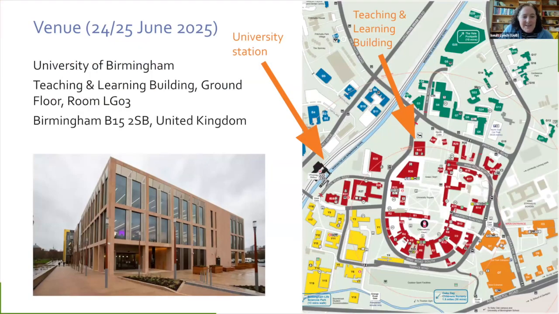Next one then is just very briefly about the University of Birmingham and where we will be. So the venue is the Teaching and Learning Building on the university campus. So the train station is here, and then you just come down the steps, and it's a building just here. But we will have signposts, and we'll have probably somebody at the train station to meet people.